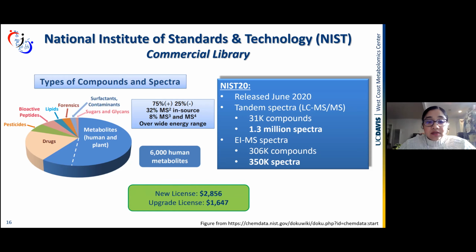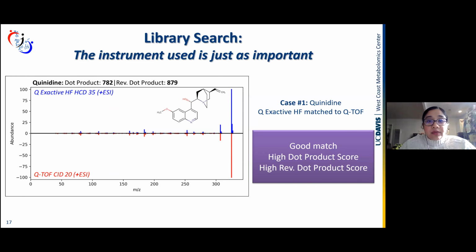Like I said, this is a commercial library. Once you have a license, you can always upgrade at a relatively lower price. If you're starting out or haven't considered buying this library, I really do recommend it, just because of the quality and where it's coming from, as well as its coverage in terms of metabolites and other types of compounds.